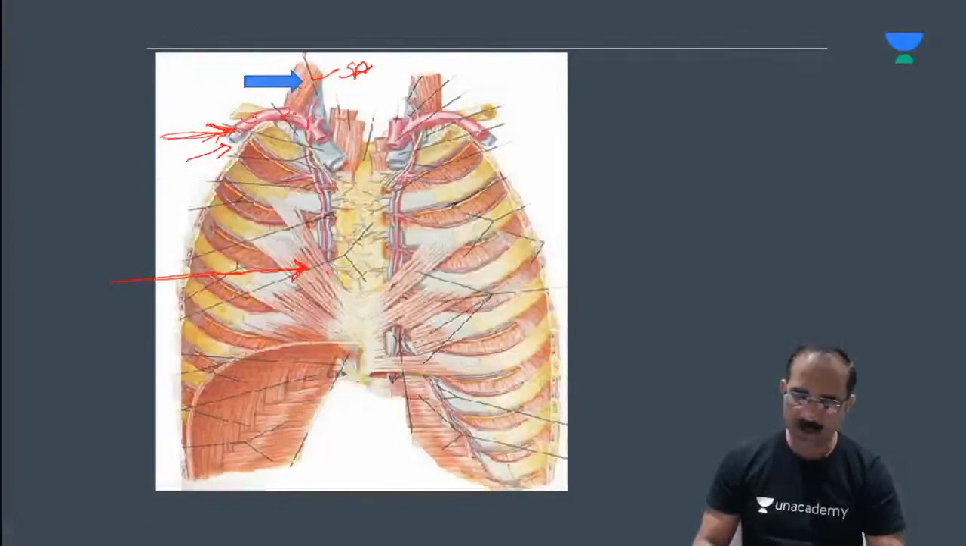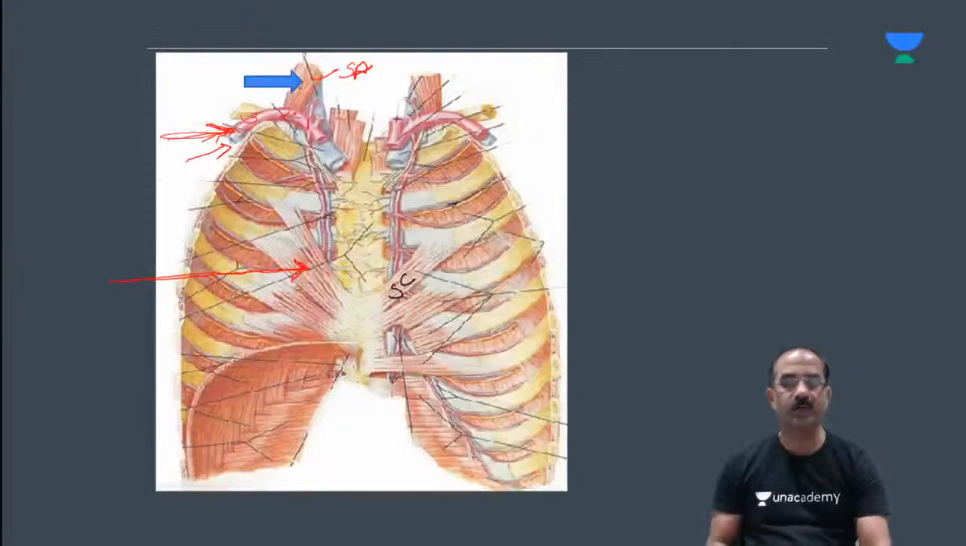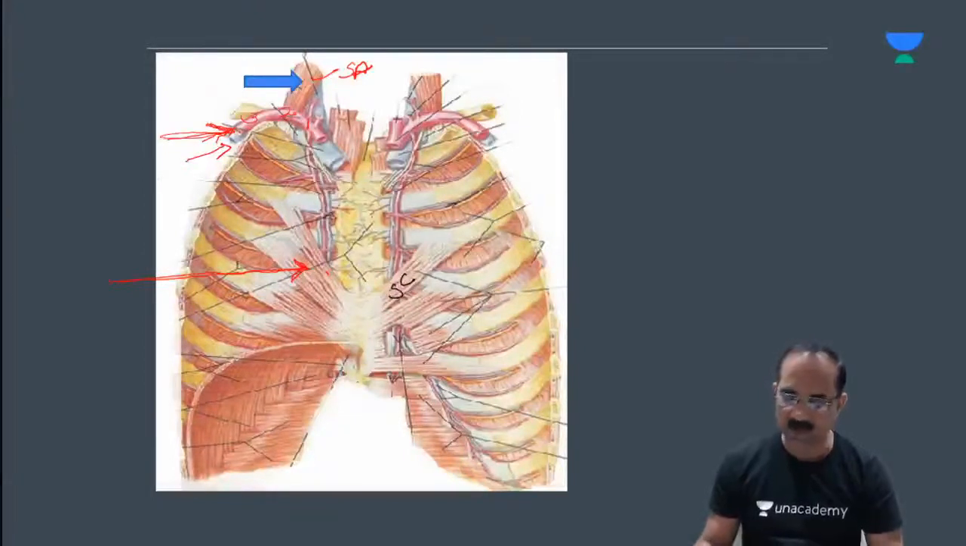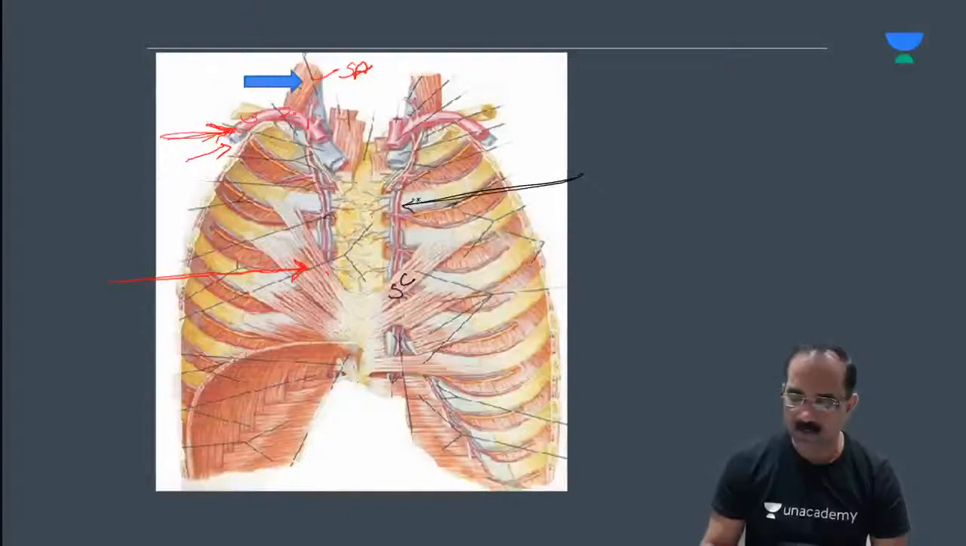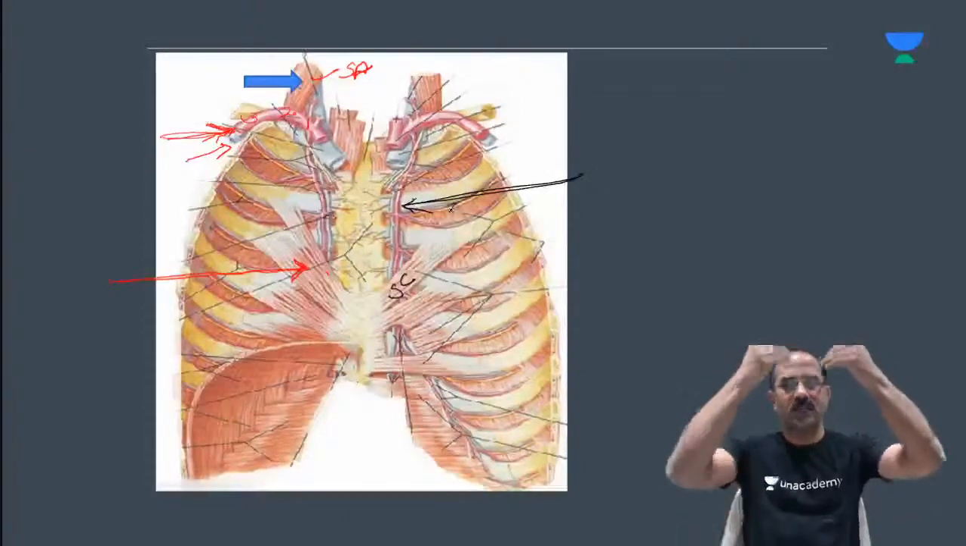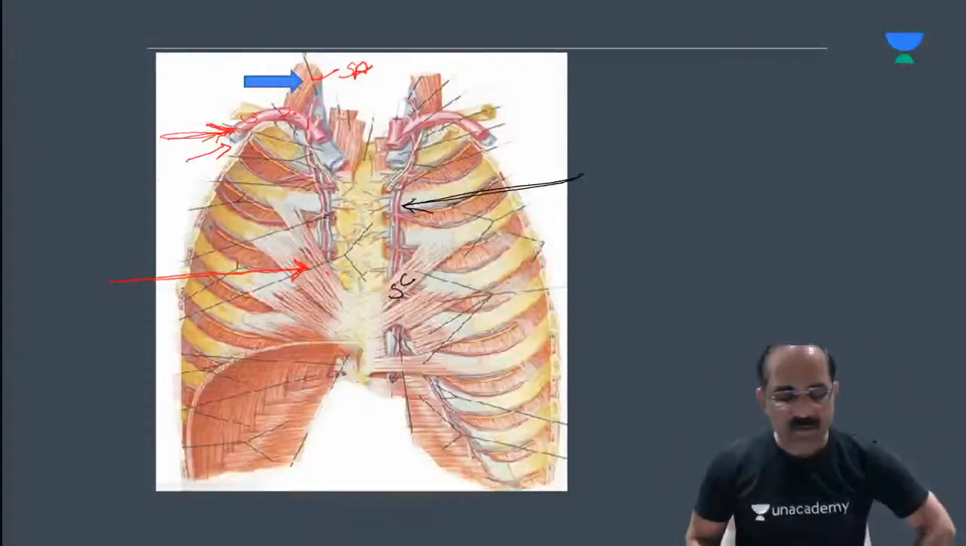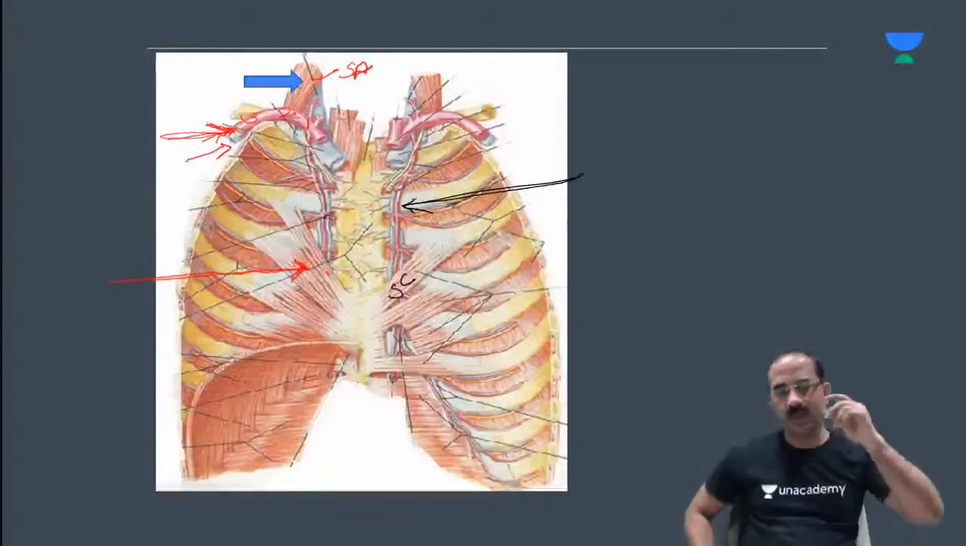Okay, so this muscle is the sternocostalis. I hope this is clear to all of you. Sternocostalis. Can anyone tell me what is this artery here? ये क्या artery है which runs on either sides of the sternum? The artery which runs on either sides of the sternum.